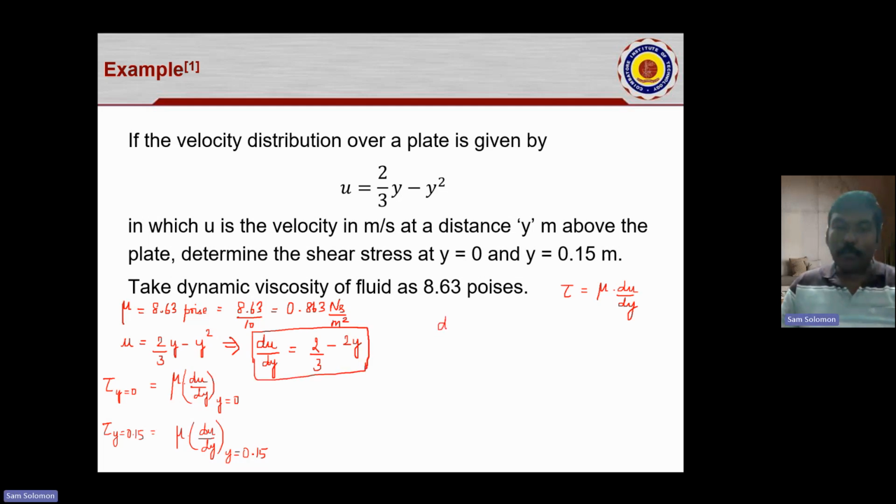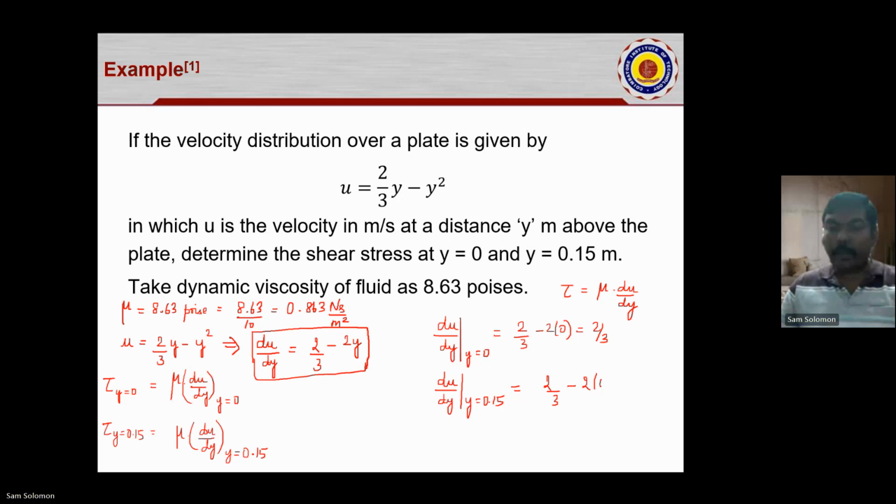So what is the value of du by dy at y equal to 0? Simply minus 2 times 0. So that is going to be 2 by 3. What about du by dy at y equal to 0.15? So that is 2 by 3 minus 2 times 0.15, that is going to be 3.